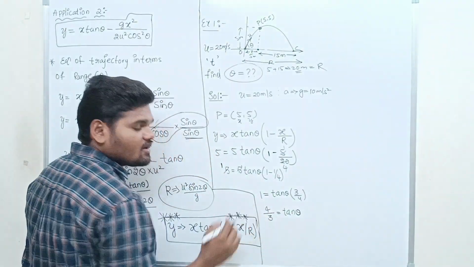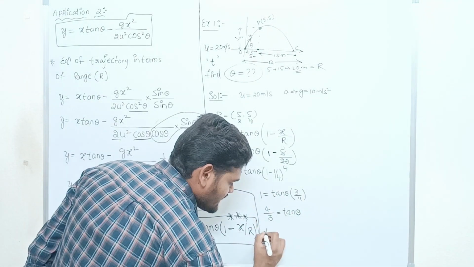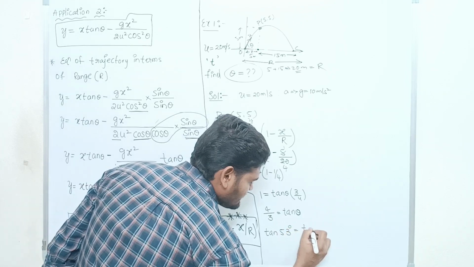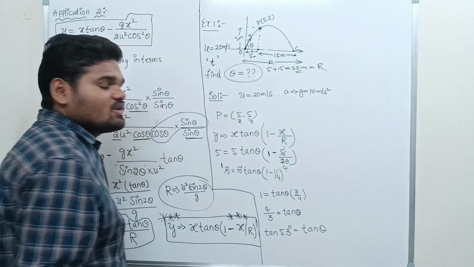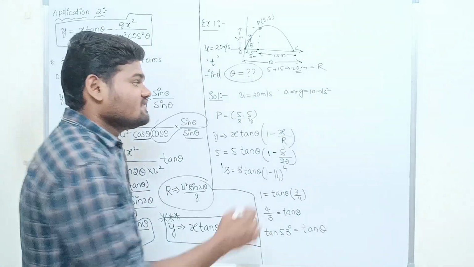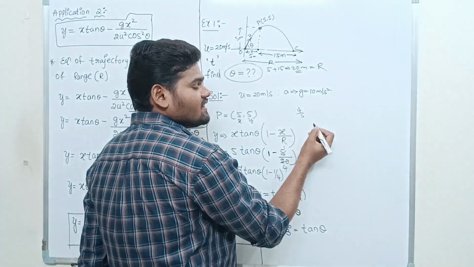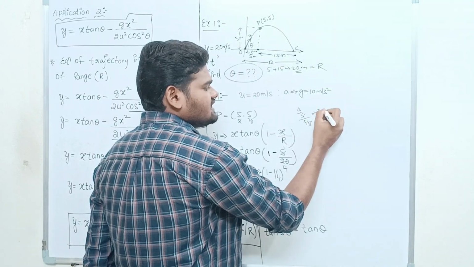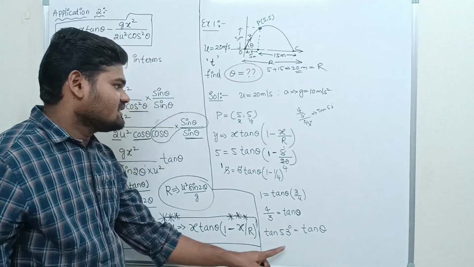Tan theta is equal to 4 by 3. So 4 by 3 can be written as tan 53 degrees. Sin 53 is 4 by 5, cos 53 is 3 by 5, the 5s get cancelled out. So tan 53 is equal to 4 by 3.